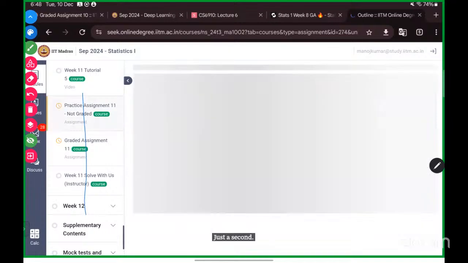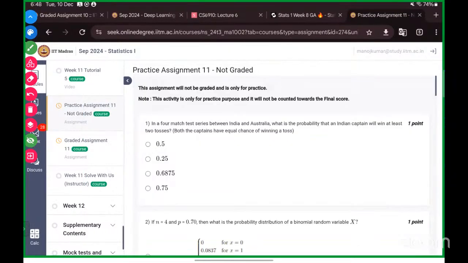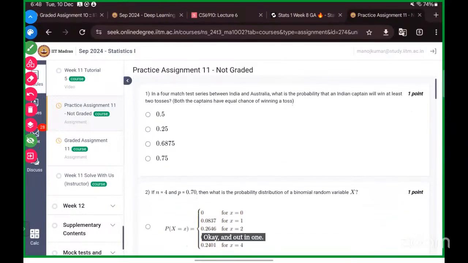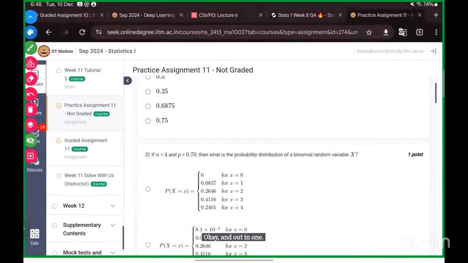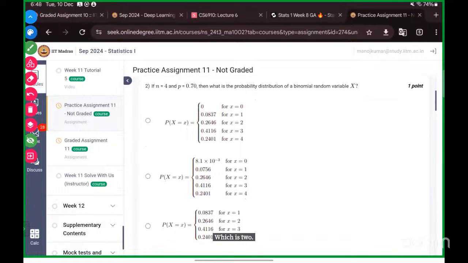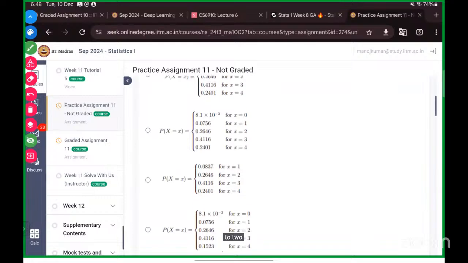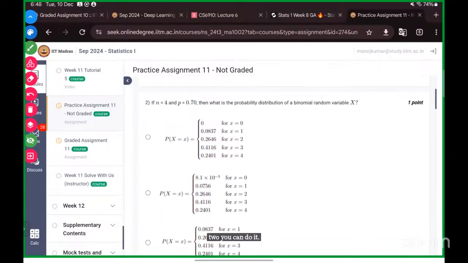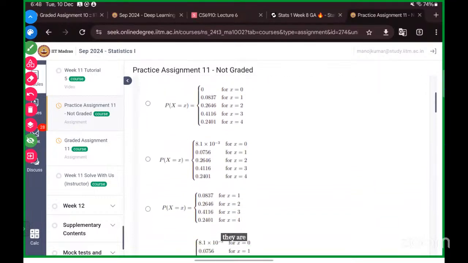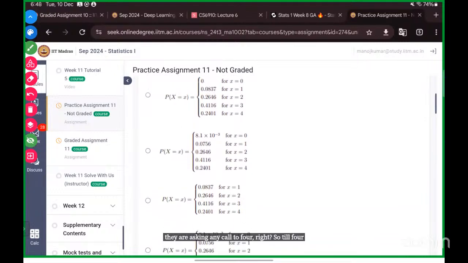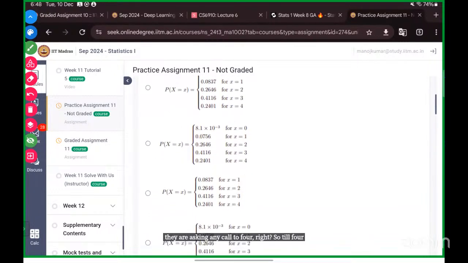Practice. Okay. Okay, and then 1, which is okay, 2. Yeah, 2 you can do it. They are asking n equal to 4, right? So till 4. Okay.